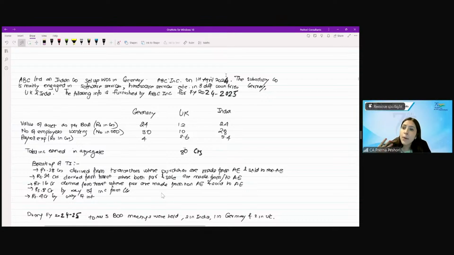Now, once the ABOI test is satisfied, what do you look into? Yes, once you satisfy the ABOI test, what do we look into? Yes, students.